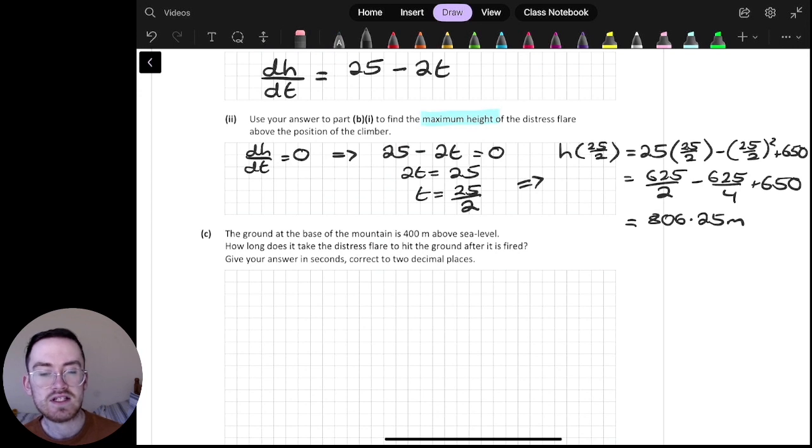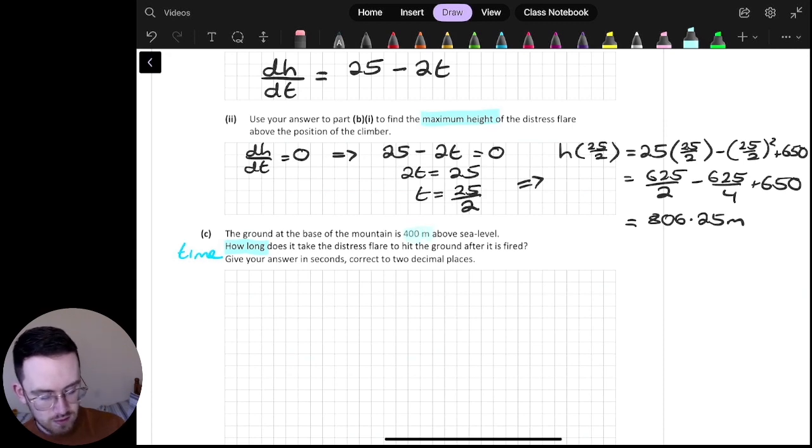Okay. Then the ground at the base of the mountain is 400 meters above sea level. Okay, how long does it take the distress flare to hit the ground after it is fired? Give your answer in seconds, correct to 2 decimal places. So what are we being asked here? So we're asked how long. Okay, so we're looking for a time. Are we given a height then? Because this question's to do with height in terms of time. So if we're looking for time, we need a height.